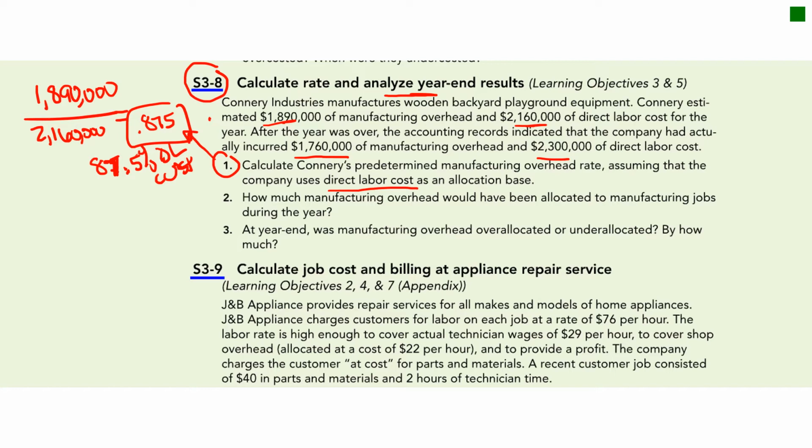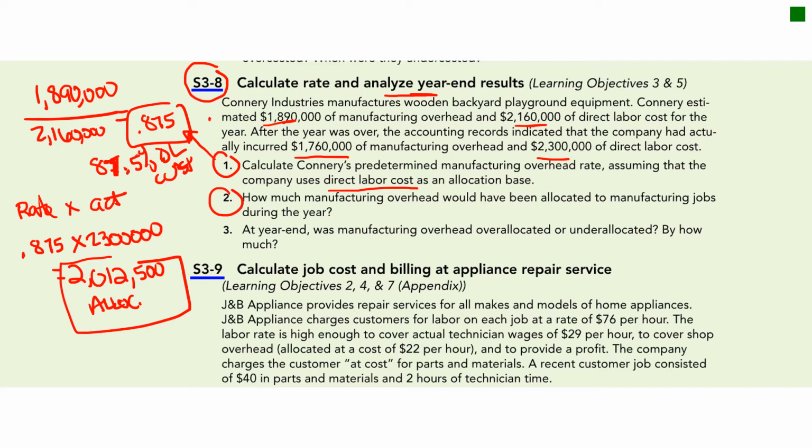Number 2, we want to figure out what our allocation would be. So again, you take the rate times activity, your rate being 0.875, that's your direct labor cost rate. Multiply that by the actual direct labor cost of $2,300,000. And when you do that, you're going to get right at an allocated overhead of $2,012,500. So that's your allocated overhead.